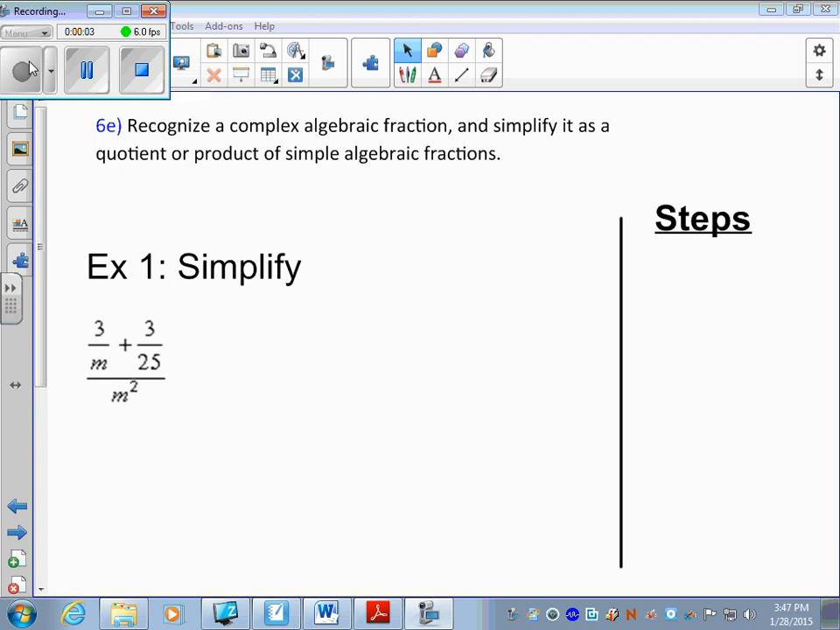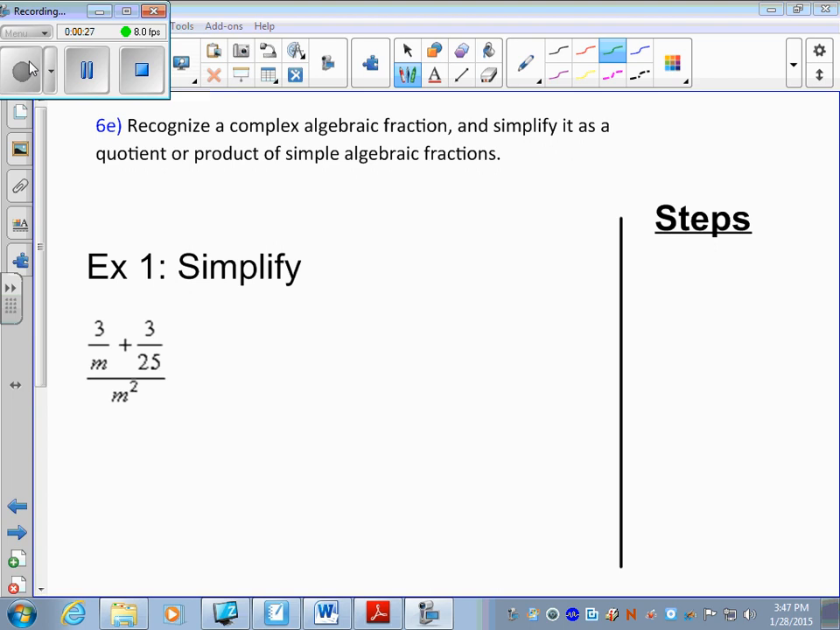Welcome to 6E, which is recognizing a complex algebraic fraction and simplifying it as if it was a quotient or product of simple algebraic fractions. Pretty much a complex fraction is what we're looking at today. Steps for this. A complex fraction is just many fractions put into one big fraction.